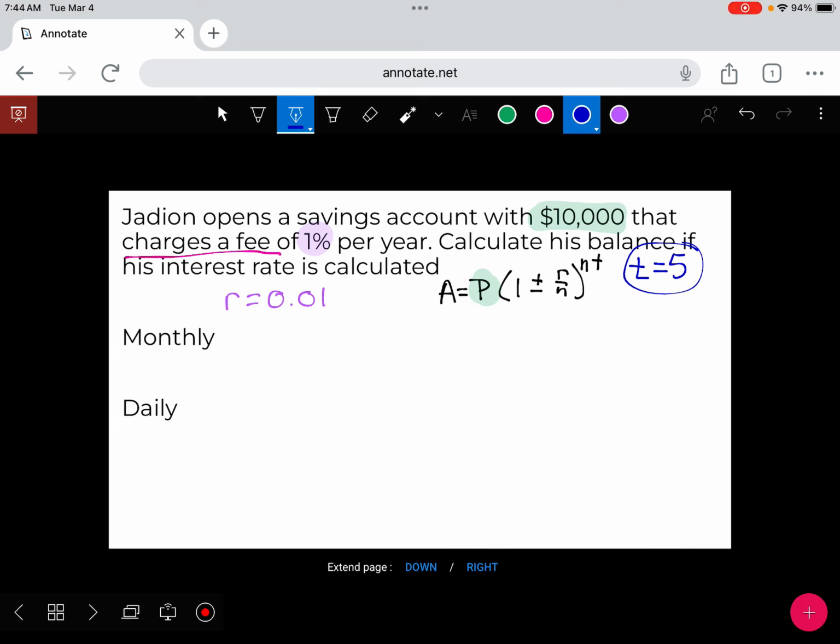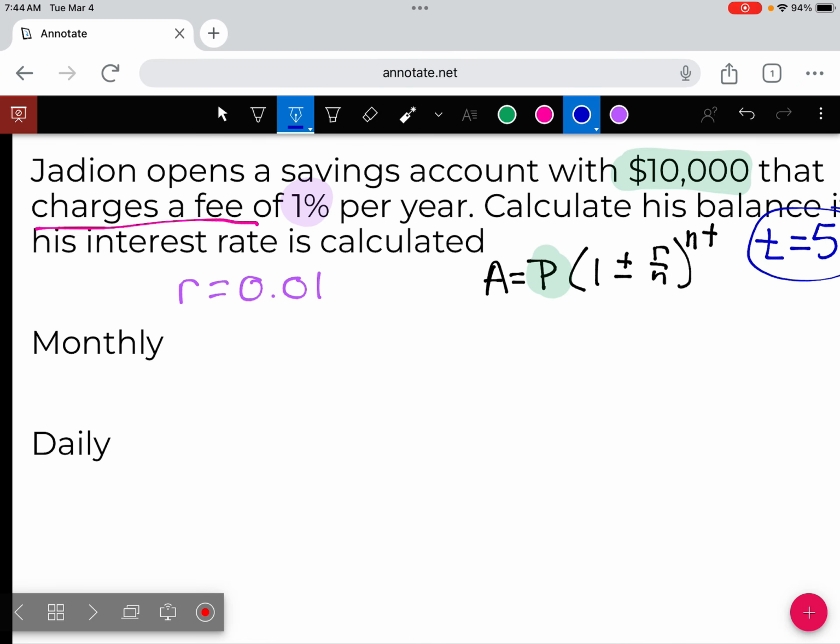I'm saying time is 5 because there's not one on here. There should be, but there's not. And numbers can get too big. So we've got a lot of the pieces here. I've got my T, I've got my R, I've got my P.